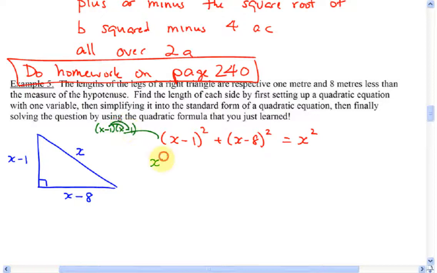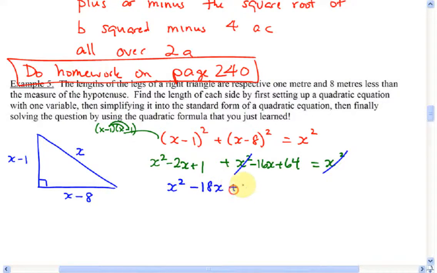So x squared minus 2x plus 1. Okay. Don't forget to expand this properly. Same thing with the x minus 8. That's x squared minus 16x plus 64. And of course, that equals x squared. Please try to continue to simplify this on your own. You don't need to do it with me. But it's x squared, x squared, x squared. Well, one of them cancels out. So just x squared minus 18x, and I think this is plus 65 equals 0.